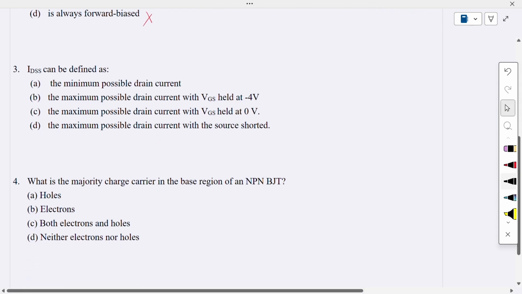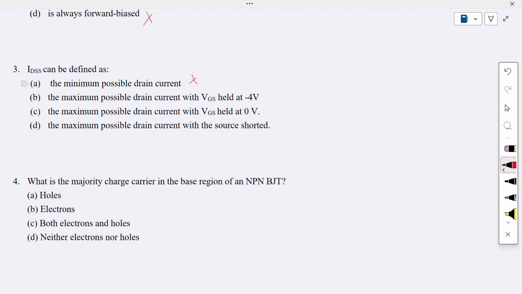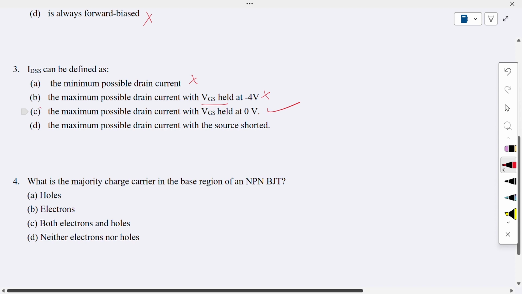Okay, question number 3. IDSS can be defined as the minimum possible drain current? No. The maximum possible drain current at which VGS is held at -4 volt? Not correct. The maximum possible drain current with VGS held at 0 volt? Yes, this is the correct answer. D, the maximum possible drain current with the gate shorted? This is not correct.